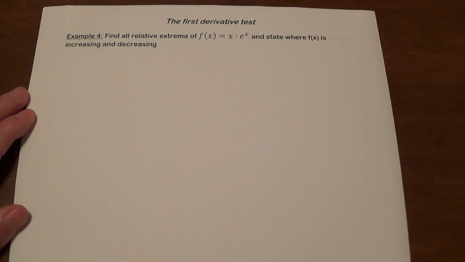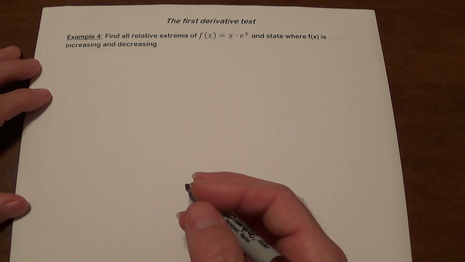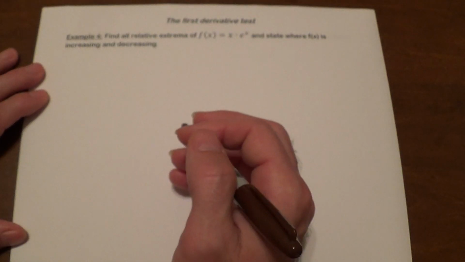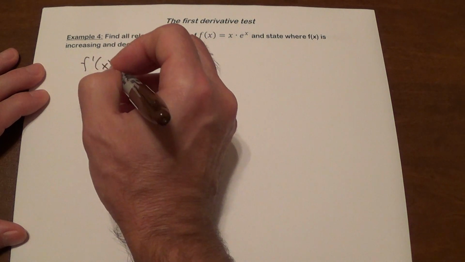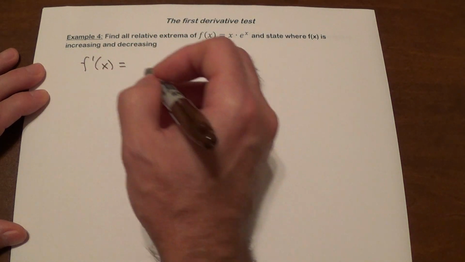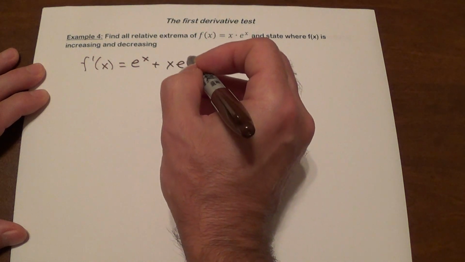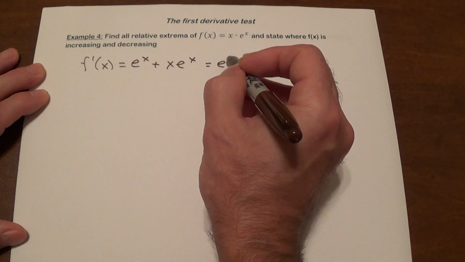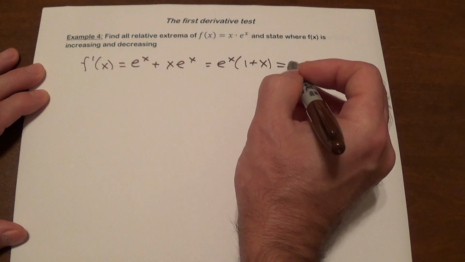Next problem. Find the relative extreme of f of x equals x times e to the power x and state where it's increasing, decreasing. Alright, so now we're getting into some transcendental functions. So f prime of x, we're going to have to use the product rule here, which is going to be e to the x plus x e to the x. We can factor out e to the x, which is going to leave us with 1 plus x. And we're going to set it equal to 0.